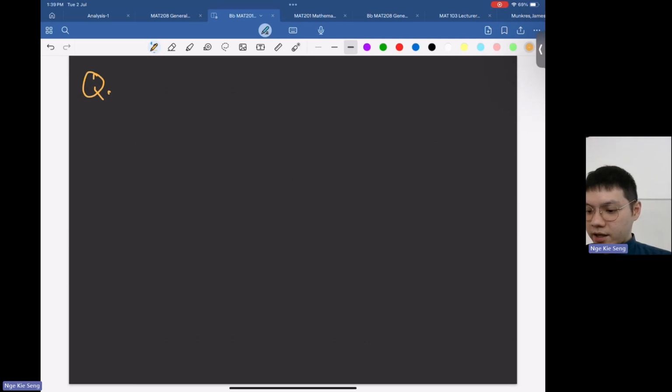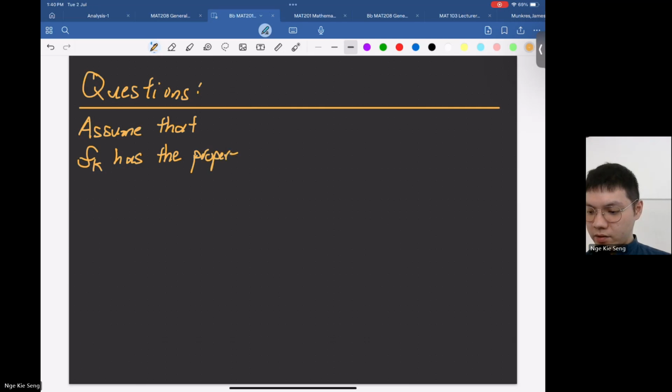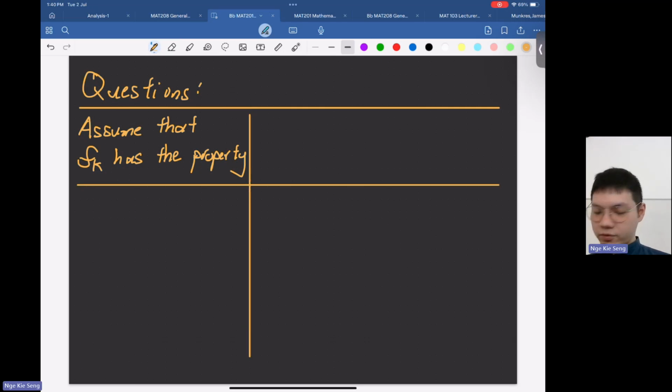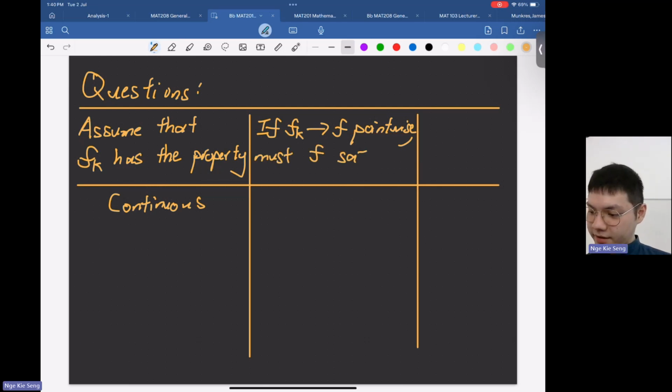So there are some properties that we can check. So what do we have? For example, what we have gone through here. If I assume Fk has the following property, let's say we have gone through continuity, you can ask: if Fk converges to F pointwise, is F continuous or not? Do you think?